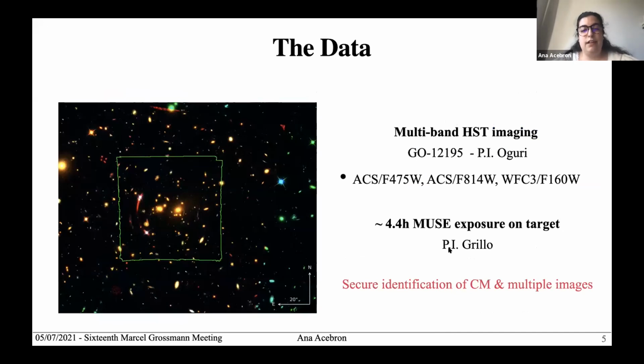I will explain the data we have used. On the one hand, we have used archival HST imaging from 3 different filters as listed here. And we have also obtained recent MUSE observations with a 4.4 hour exposure on target. And you can see here in green the footprint of the MUSE observations, which covers pretty well the central regions of the cluster. This has allowed us to securely identify cluster members and multiple images, as I will show, in order to build an accurate strong lensing model.